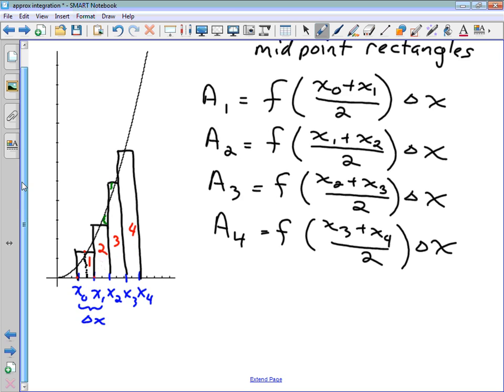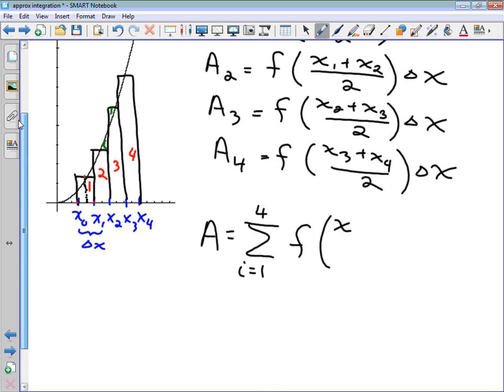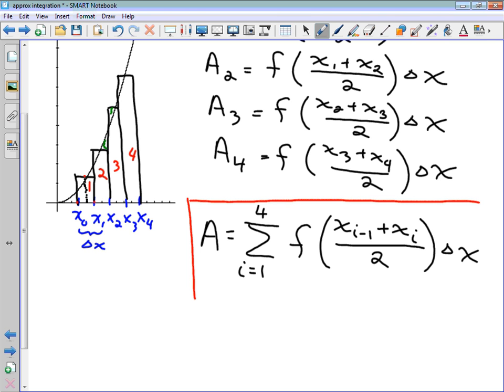So if we put this together into a final expression here, our total area is going to be the sum, as i equals 1 to 4, of f at... let's see. So for our first box, i is 1, but we want x0, so we want x sub i minus 1, plus x sub i, divided by 2, times delta x. So those are three summation formulas that you could use to estimate the area underneath a curve.